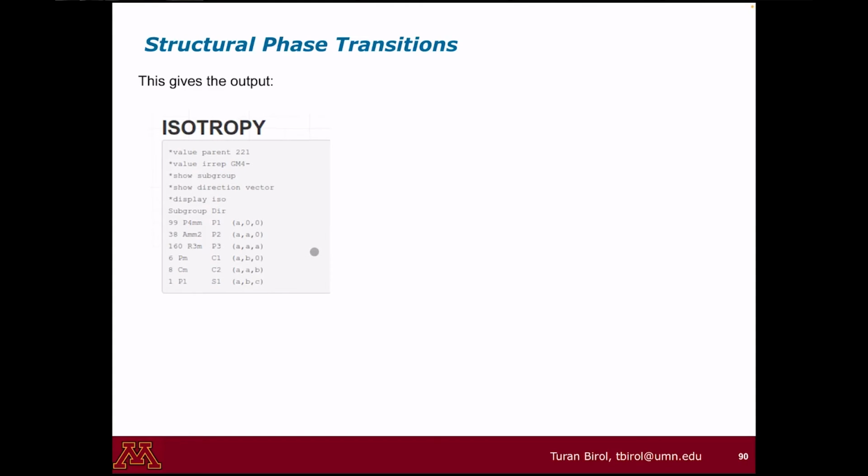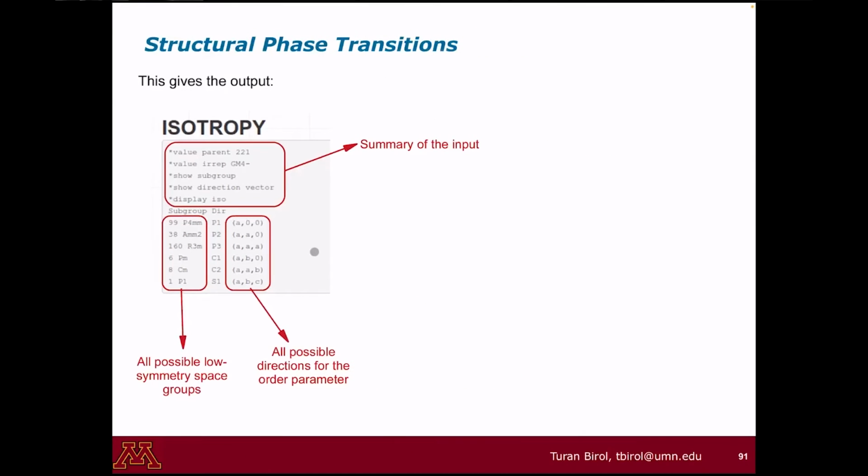So when I observe barium titanate, when I know that there is a Gamma 4 minus instability, what I know without doing the XRD is that the low temperature structure must be one of these. And this, by the way, also gives you a summary of the input at the beginning, just in case you forget it in the 10 seconds between pressing the button and finishing reading the results.